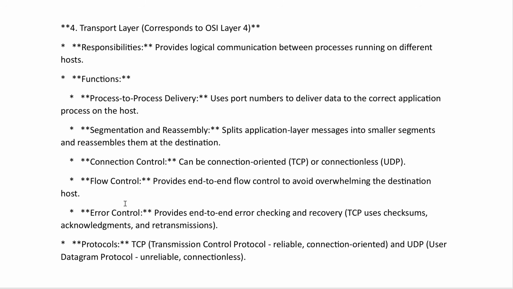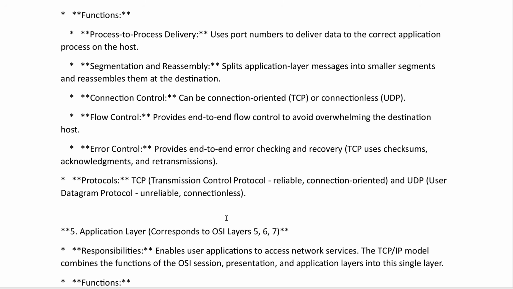The next function performed by the transport layer is the flow control. That is, transport layer provides end-to-end flow control to avoid overwhelming the destination host. It means that source host should not send the packets or data at a very fast rate so that the destination is unable to handle. Next function performed by the transport layer is the error control.